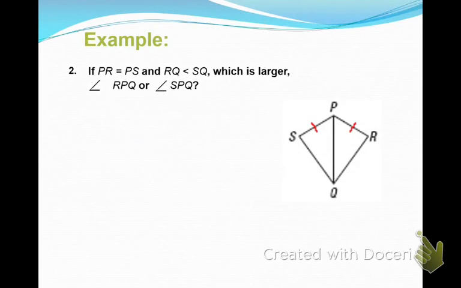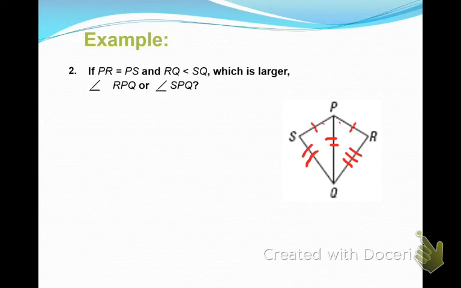My last example. If PR equals PS and RQ is greater than SQ, so let's show that by, RQ is greater, so RQ has 3 marks, SQ has 2 marks. They share side PQ. Okay? Which angle would be greater, this one or this one? Braden, what do you think?